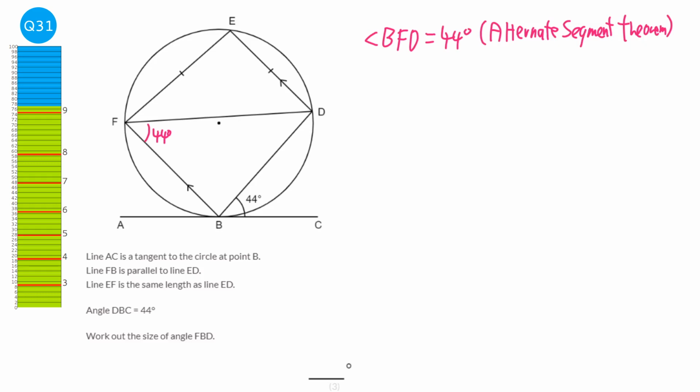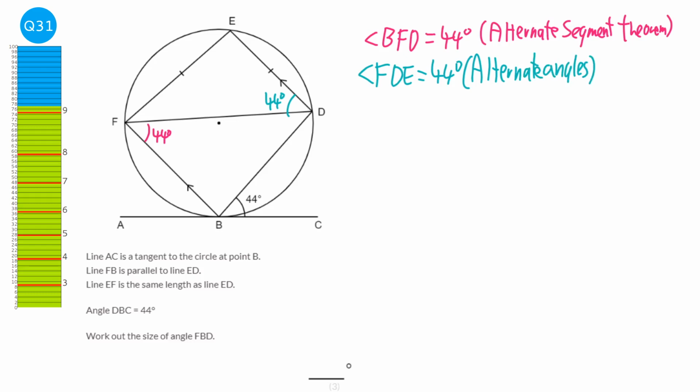Now, next I notice that we've got a set of parallel lines here, and we've got a line going through them, and so the 44 degrees there is going to be equal to this one here, and so this is going to be 44 degrees. So we say angle FDE equals 44 degrees. And the reason this time is alternate angles, we'll put the E in, angles. And again, you have to use the word alternate.